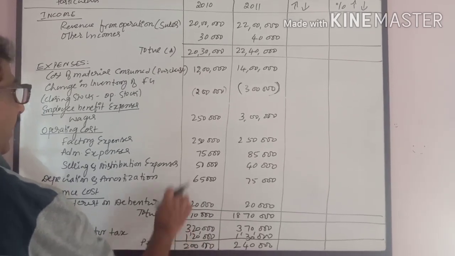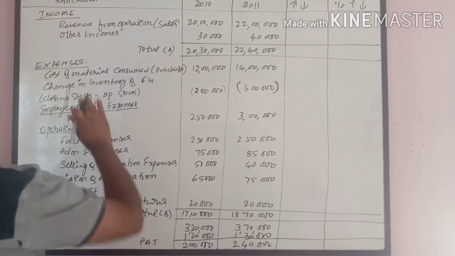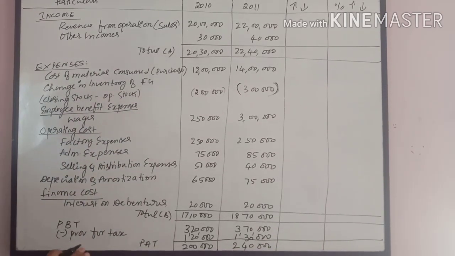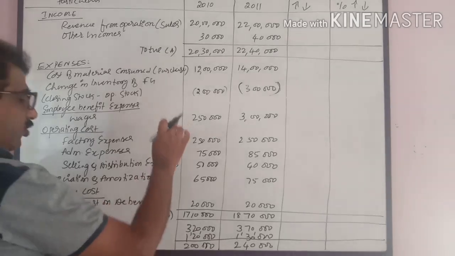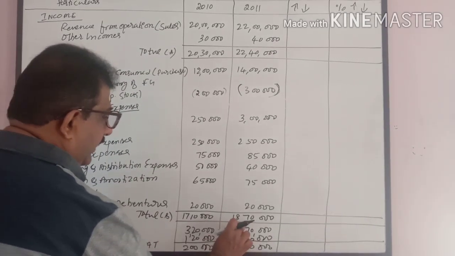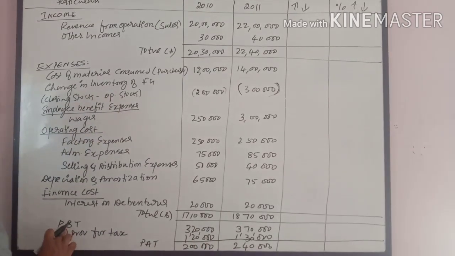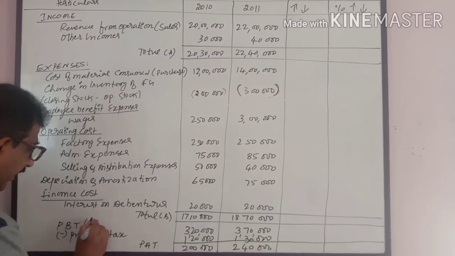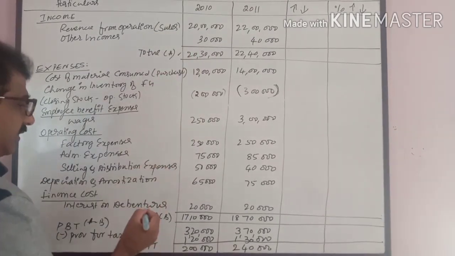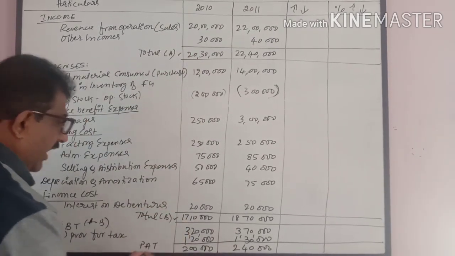Total B. I have taken all the expenditures by classifying according to the provisions of the Companies Act. The total expenses B comes to 17 lakh 10 thousand and 18 lakh 70 thousand. The profit before tax is A minus B. A is 20 lakh 30 thousand, B is 17 lakh 10 thousand.